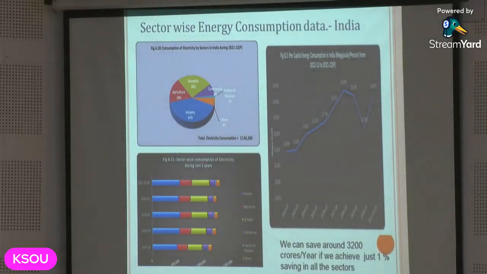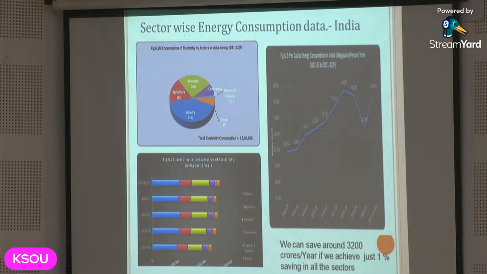So coming to other sectors, the major ones are industry, which consumes around 41%, and agriculture, 18%. So this is the total percentage of contribution across India. If you apply this 1% to the overall consumption, at least we can save around 3,200 crores per year.